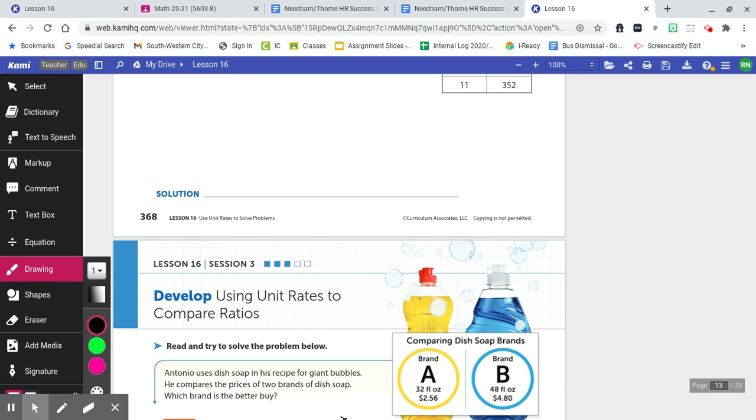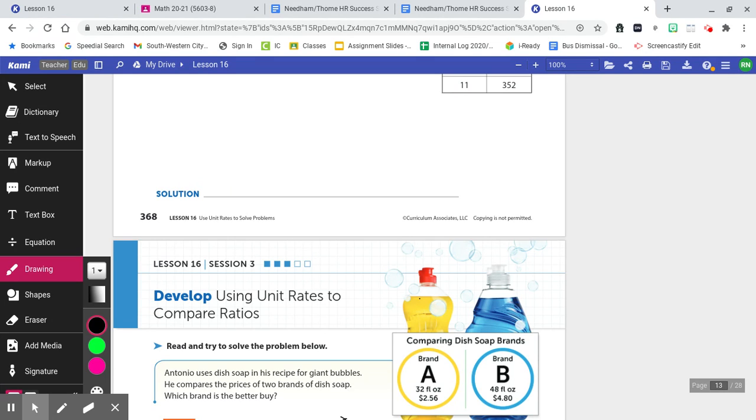Today we are on Lesson 16, Session 3. So open your books, please, to page 369. Lesson 16, Session 3. This is a develop using unit rates to compare ratios. Hopefully you got your pencil and we're ready to go. And this is a very real life example of when you compare ratios or use unit rates to compare ratios.